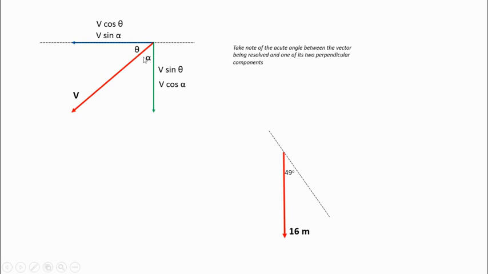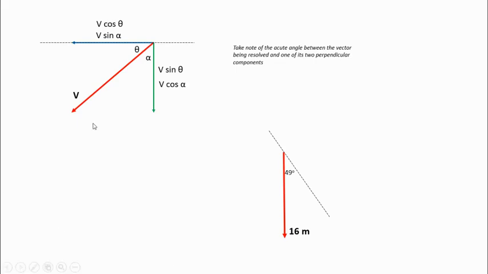If you're using the angle alpha on the other side instead, then the green line here would be the side that is adjacent to the angle. So the green line is your V cos alpha, and the blue line would be V sine alpha.